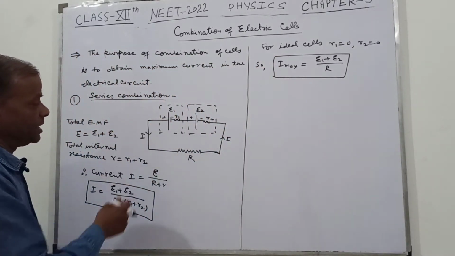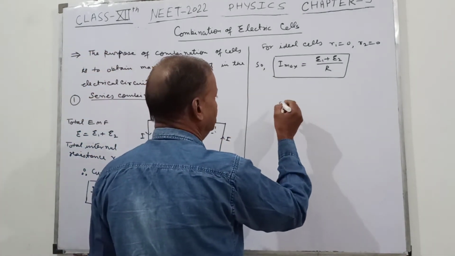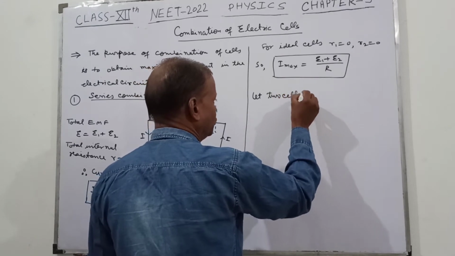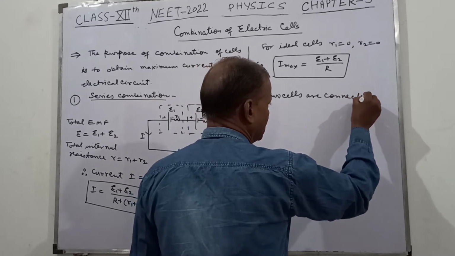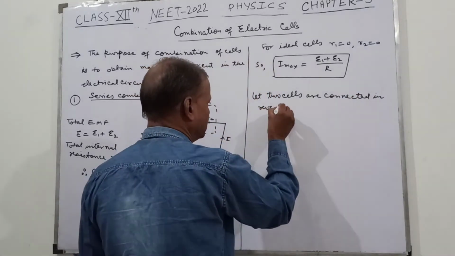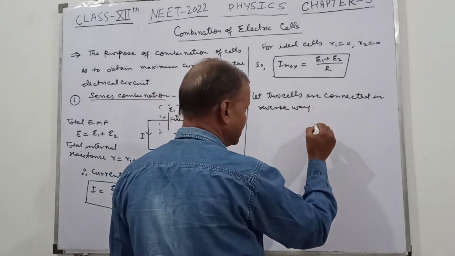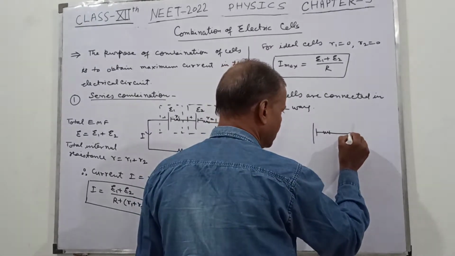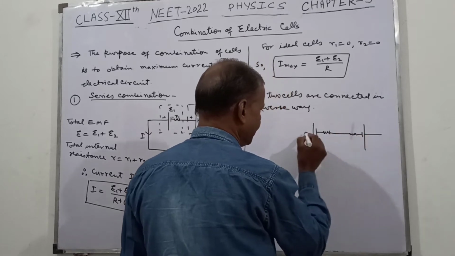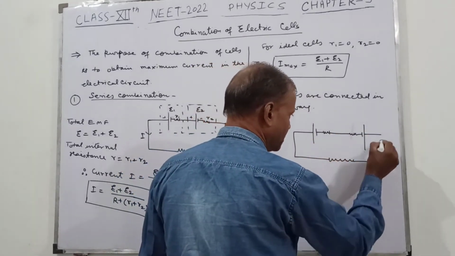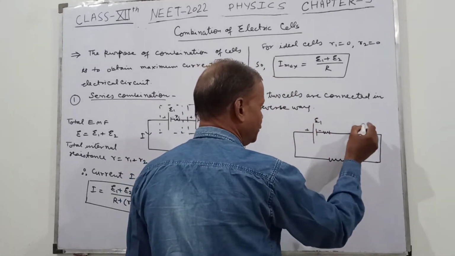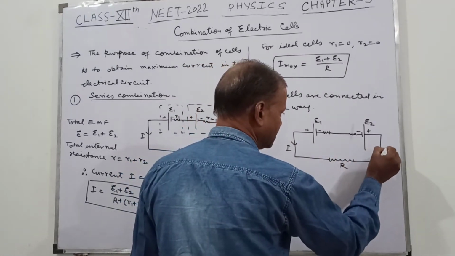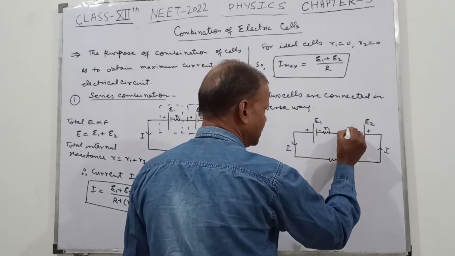If suppose these are connected in the reverse order, let two cells are connected in reverse. So in this, this is the cell. Now this is E1 and this is E2, and now this is current I, this is resistance R1 and this is resistance R2.